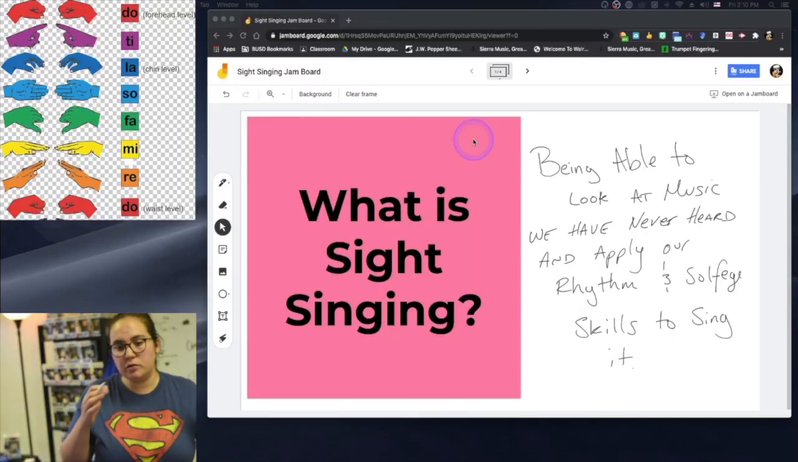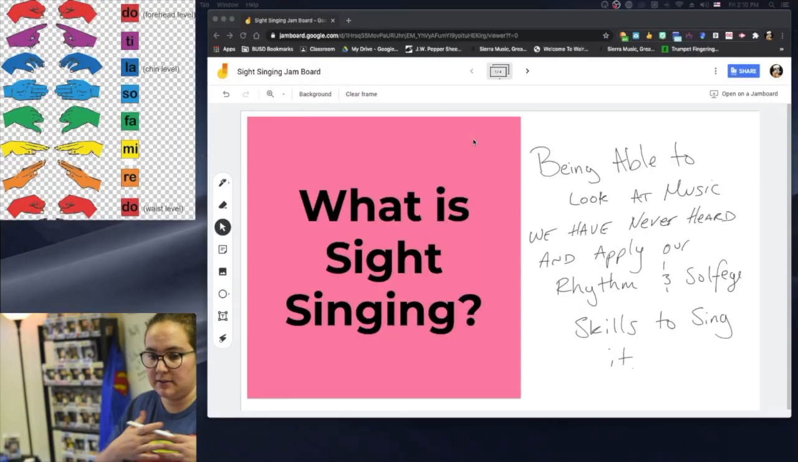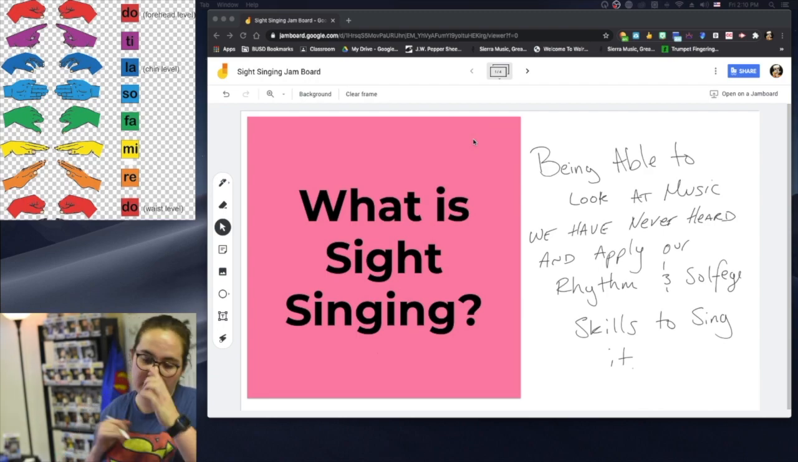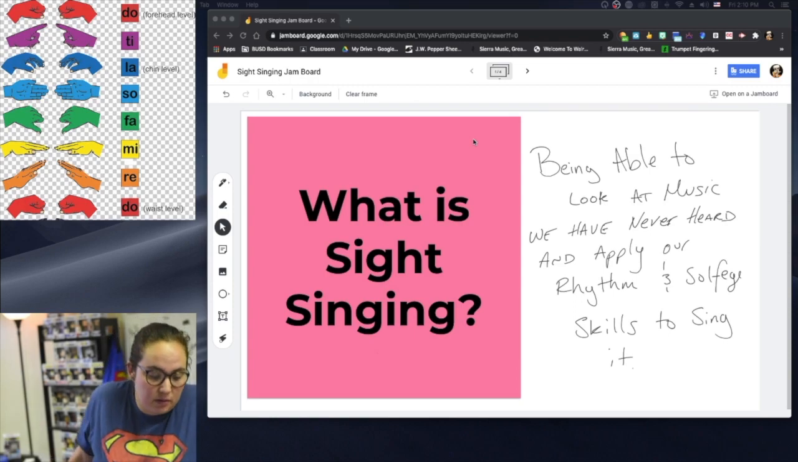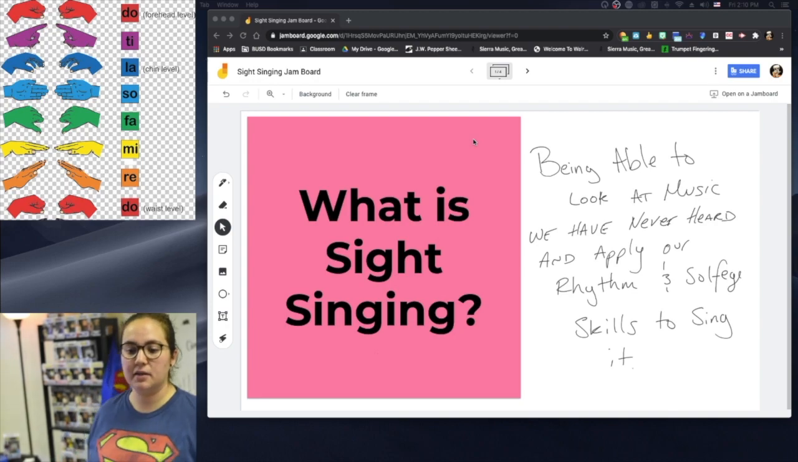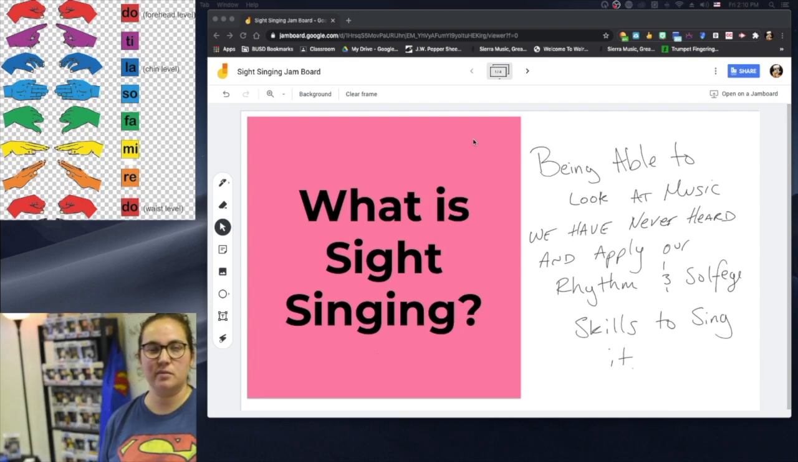Alright, choir students, I'm going to do a review real quick of what is sight singing. We did talk about it a little bit today in class, but I would like to redo that lesson and give you a video to walk you through and help you out. I asked you what sight singing was.